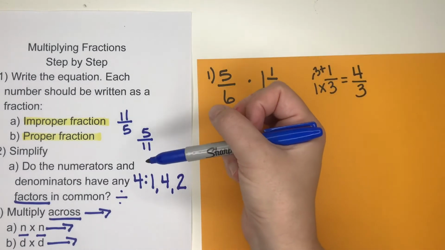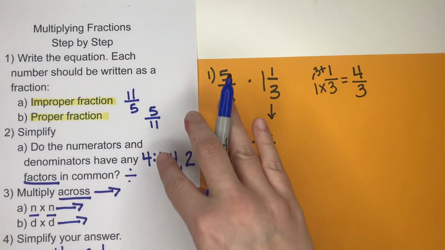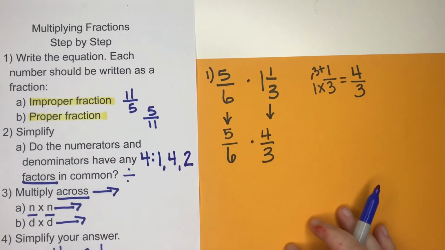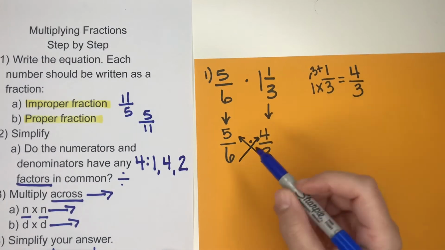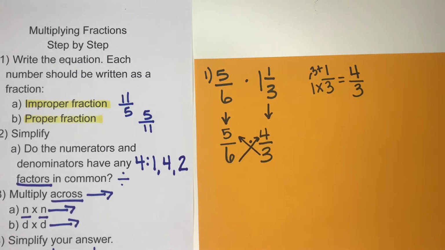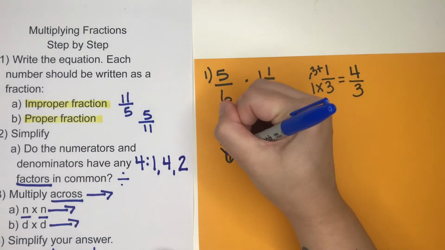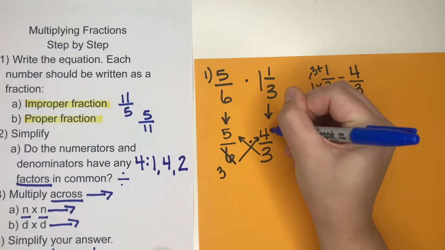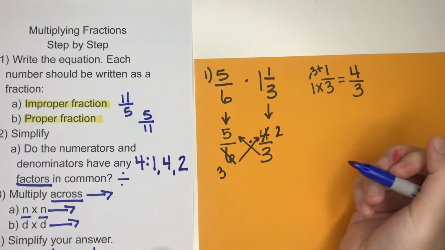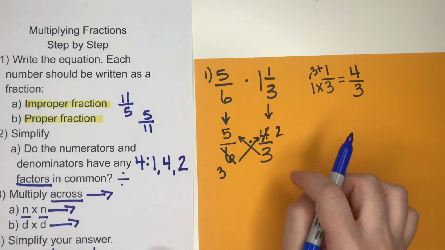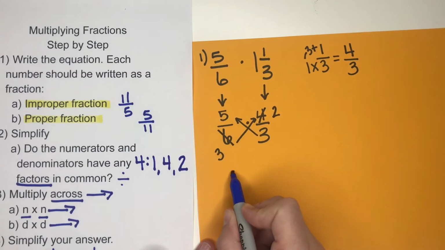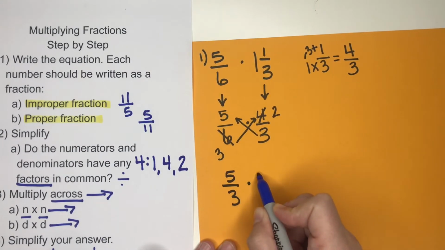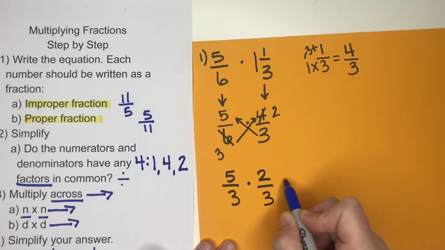All right, the next step is to simplify, and simplify asks us to look for factors that any of the numerators or denominators have in common. When we are simplifying, we're looking across. I notice I have 2 even numbers here, 6 and 4. 6 and 4 do have a factor in common, and that is the number 2. So I'm going to divide 6 by 2 and get 3, and divide 4 by 2 and get 2. So my new multipliers are now 5 times 2 and 3 times 3. I'm going to rewrite those here so that it's clearer.